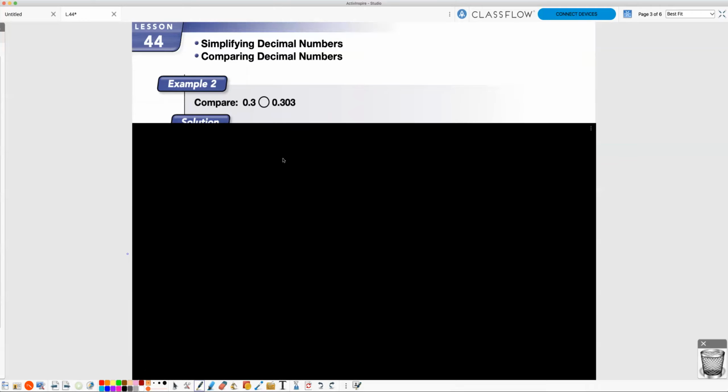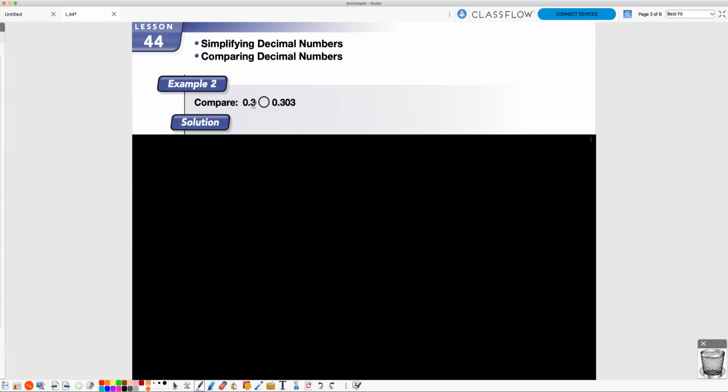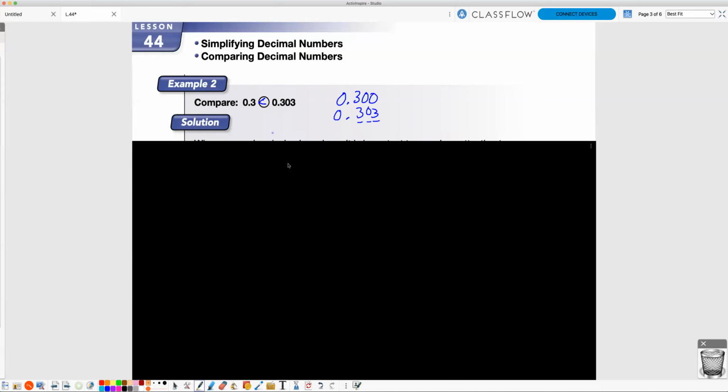All right, let's look at another example. So comparing 3/10 and 303 thousandths. Using that mindset, we might want to rewrite 3/10 as 300 thousandths. And then if we look at the other number, 303 thousandths, right off the bat, you hopefully can see that 303 is a bigger number than 300. So therefore, in this case, 3/10 is less than 303 thousandths.